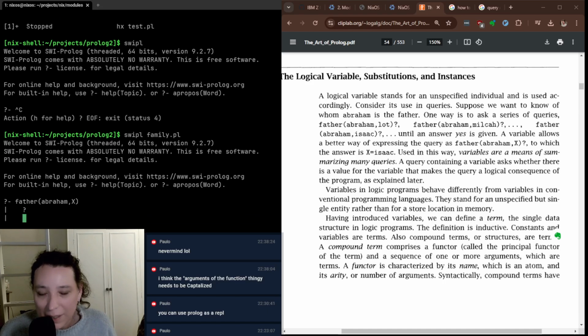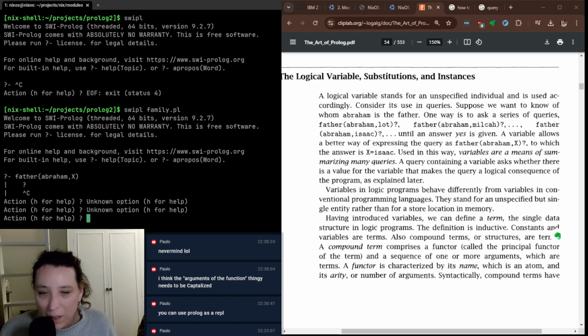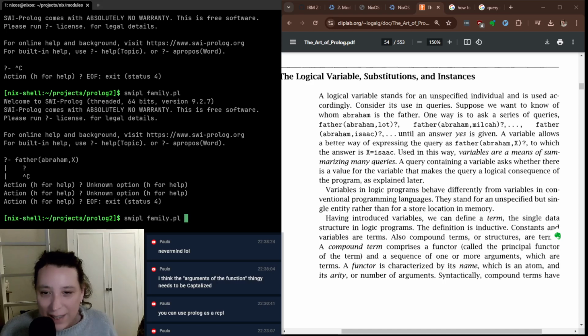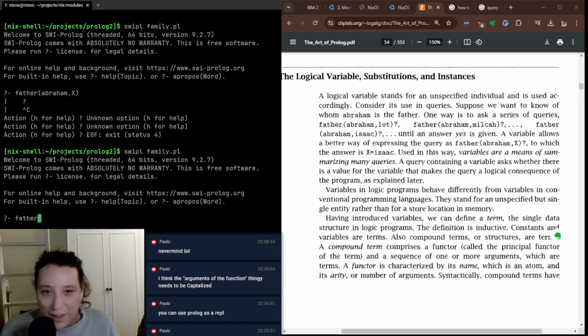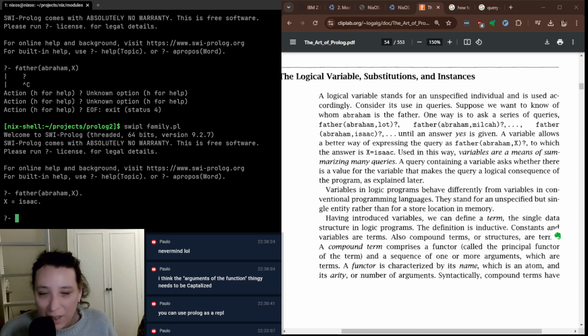No, that was not right. Father Abraham, comma x. Maybe I do it as a dot. Oh, here, it is a dot. X equals Isaac. So that's cool. It actually did something for us. To which the answer is x is equal to Isaac. Used in this way, variables are a means of summarizing many queries.